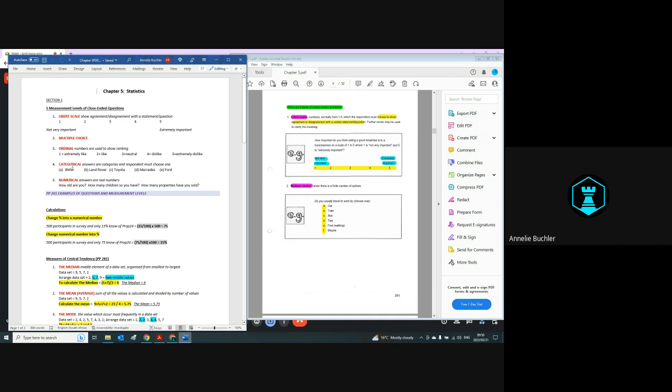Then you have your categorical answers or categorical data, where you can group.